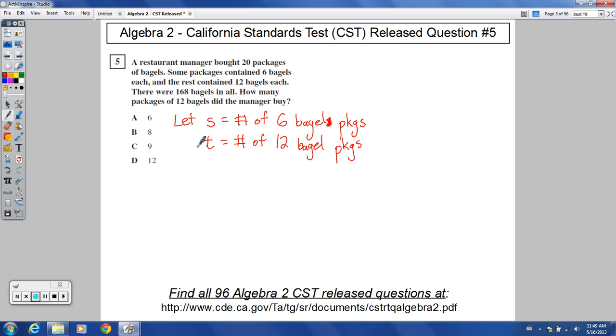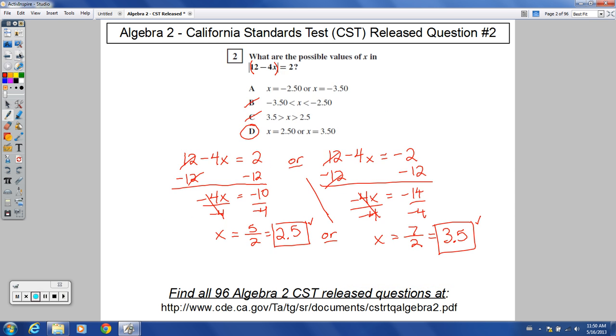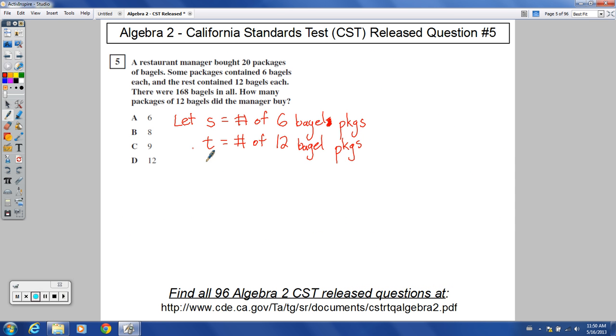Alright, so if that's true, we can set up a couple equations. This one is just like one we did a couple of questions ago. May have been number 2 or number 3. I can't remember. Let me quick flip through this. It was number 3. It's like that one.